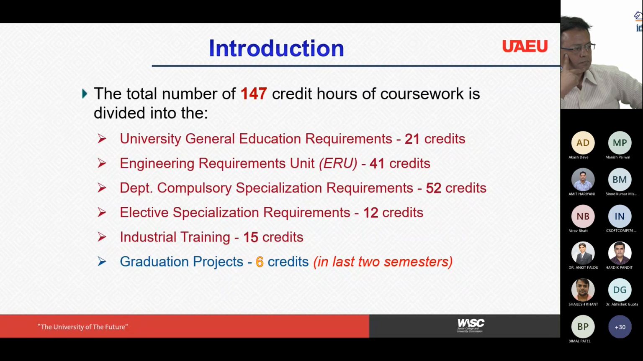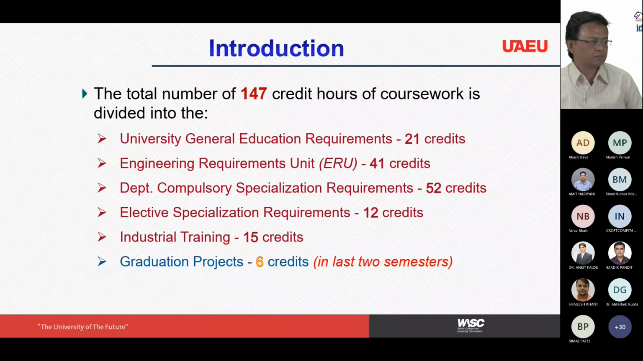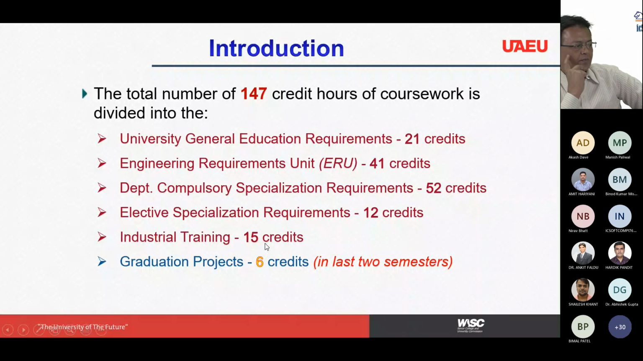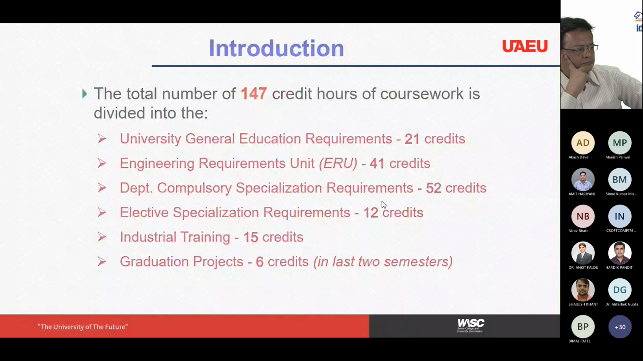A student goes before or in between the last graduation project of 6 credits. Typically, they go before they come for the last 6 credits, which is in the last 2 semesters. So before the last 2 semesters, they go for industrial training for a whole semester, 15 credits.